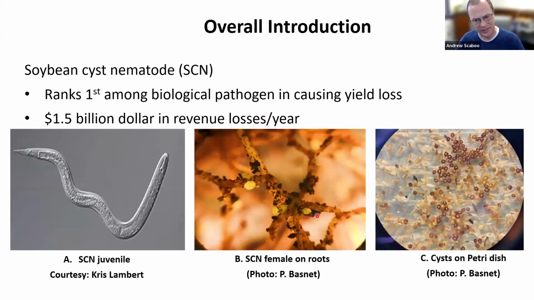I'm not going to spend too much time on this. As Matt mentioned, I think most of us know soybean cyst nematode while we're here. The important thing I want to point out here is this is how we count nematodes. We count the cysts under a microscope on a petri dish, and that's how we phenotype the amount of cysts that are formed on an individual soybean plant.